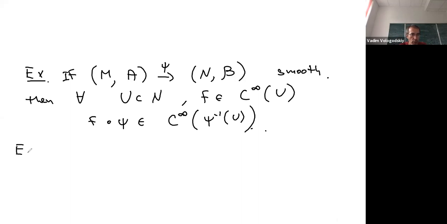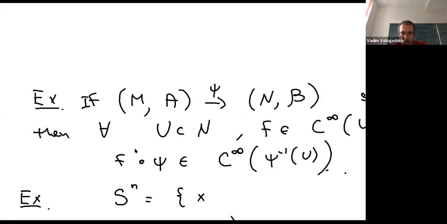Examples of smooth structures. Okay, perhaps let's start with a sphere, Sn. So Sn is a collection of vectors. Sorry.